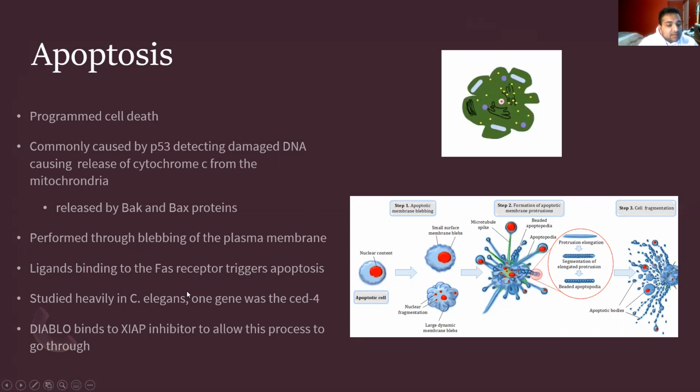This was studied heavily in C. elegans, which is one of your model organisms. And one gene specifically that was studied heavily was the CED4 gene. And Diablo binds to the XIAP inhibitor to allow this process to go through. So to allow for apoptosis, Diablo needs to bind to this inhibitor to prevent the inhibition.